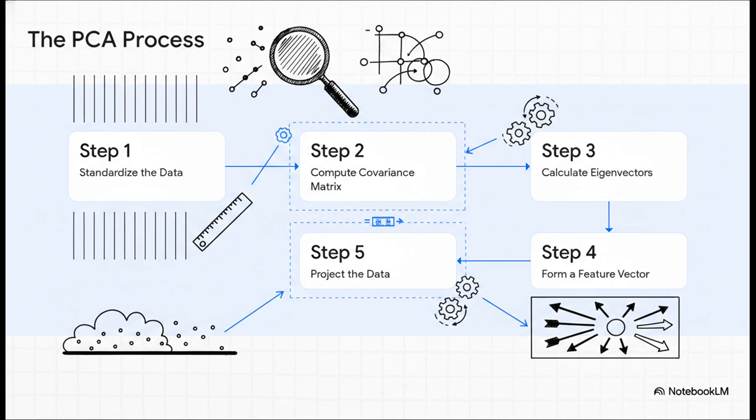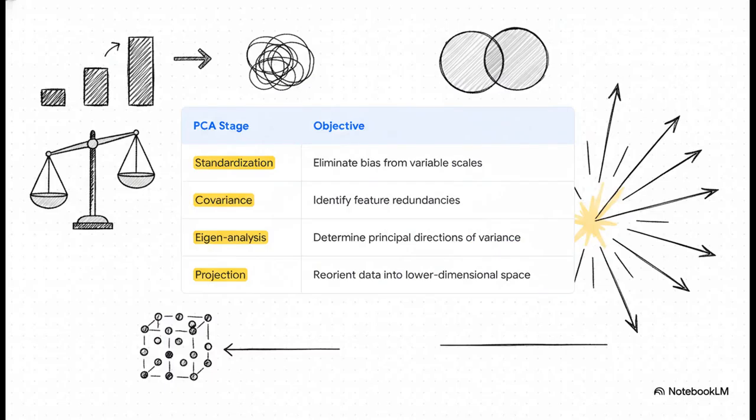So something measured in millions doesn't completely overshadow something measured in single digits. And it finishes by creating a whole new, much simpler map of the data. This table really gets at the why behind each of those stages. Standardization, like I said, is all about fairness, making sure no variable gets an unfair advantage just because its numbers are bigger. And then there's this eigenanalysis part.